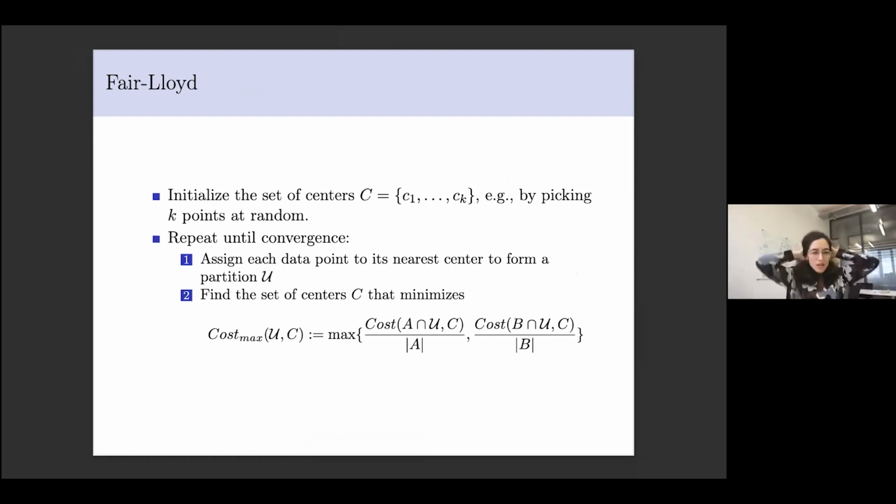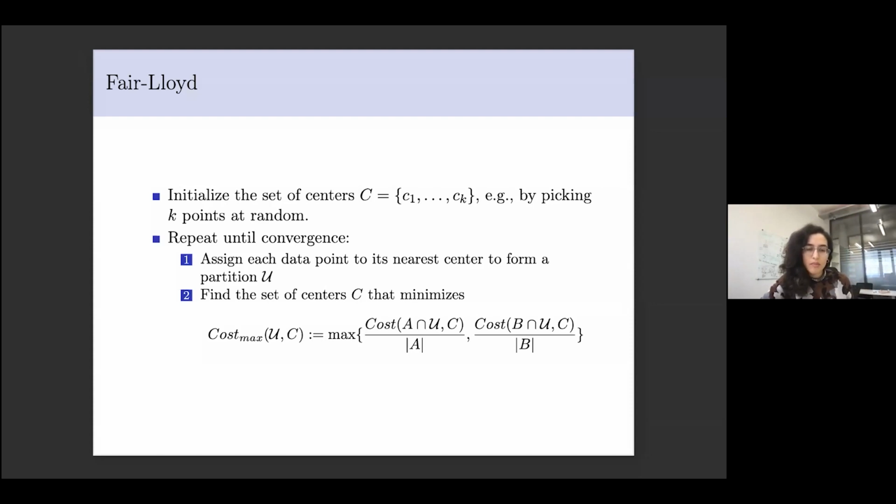Okay, so the main contribution of our work is that we introduce a simple modification of Lloyd heuristic that can be used in practice to obtain fair solutions. So how does our algorithm work? We initialize a set of centers at random or using k-means++ or whatever method that you want to use. So far it's exactly identical to Lloyd heuristic. And then it's again a 2-step iterative process. You assign each data point to the closest center. So this defines a partitioning of your data.